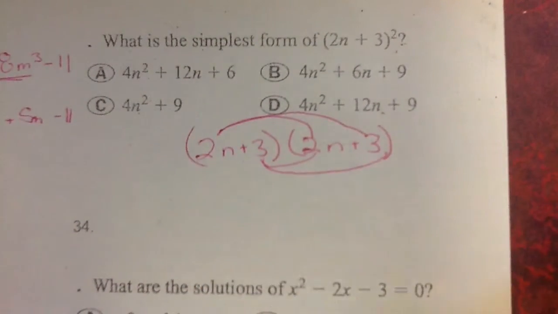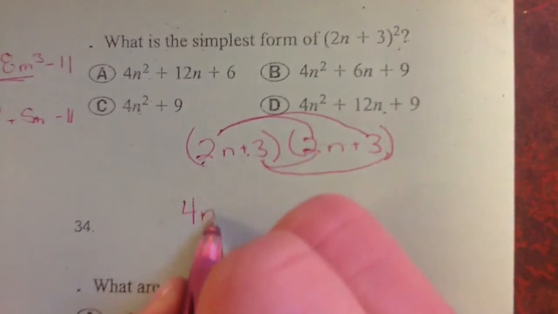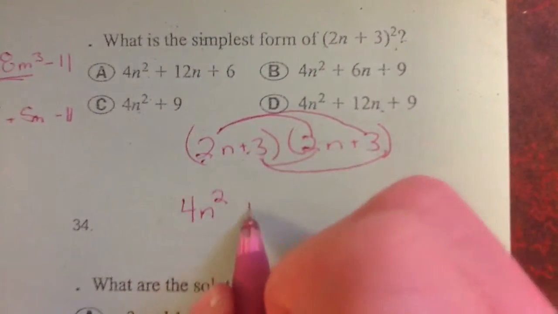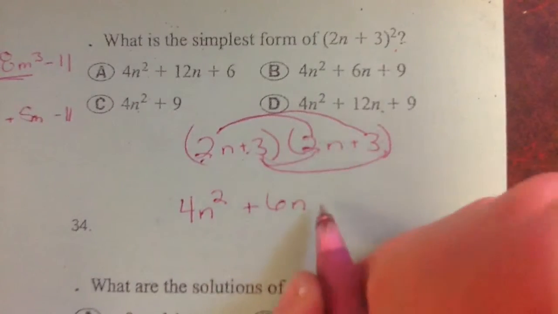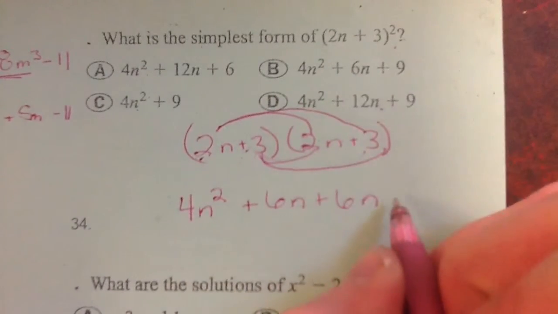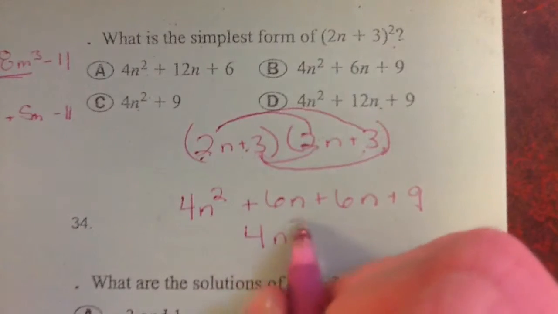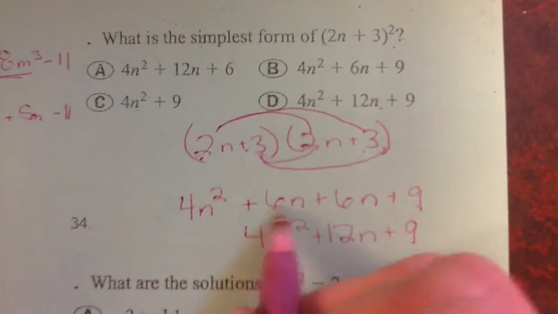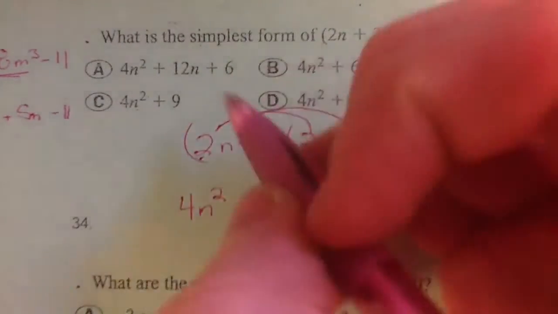We call this FOIL. So when we do that, we have 2n times 2n, which gives me 4n squared. 2n times 3 gives me 6n. 3 times 2n gives me 6n. And 3 times 3 gives me 9. So altogether I end up with 4n squared plus 12n plus 9, because I can combine these two terms as they are like terms. So it looks like D is the correct answer.